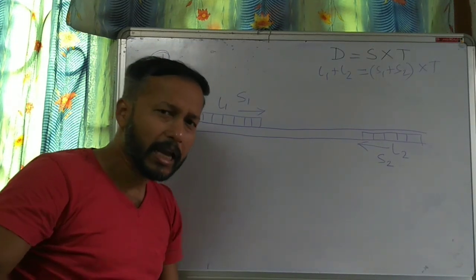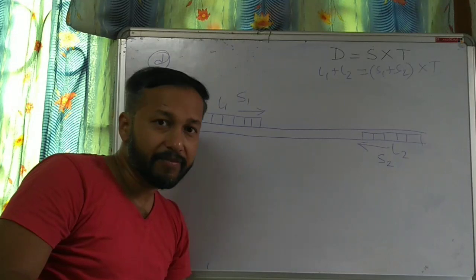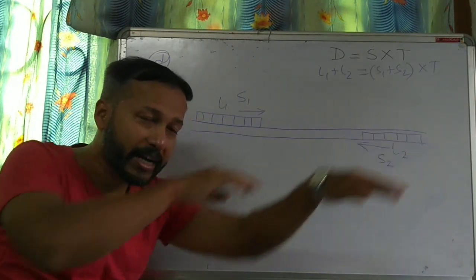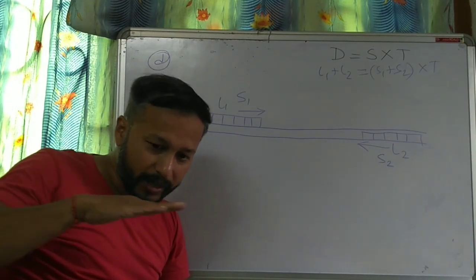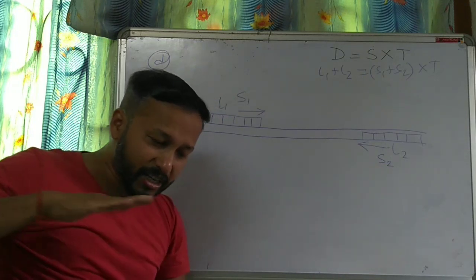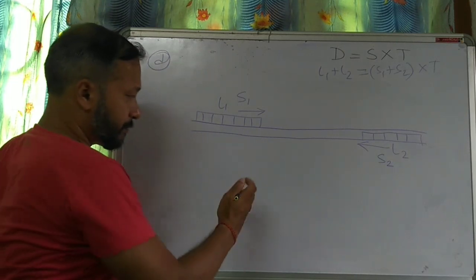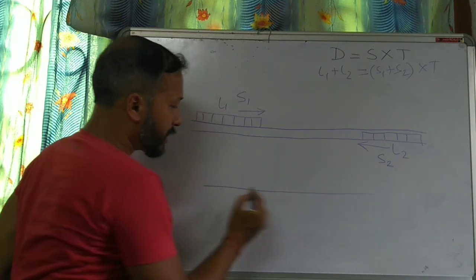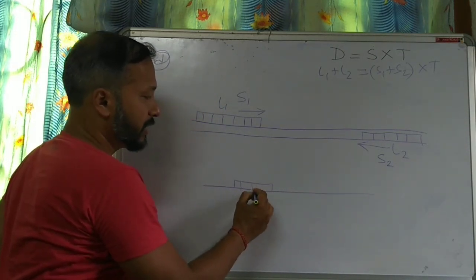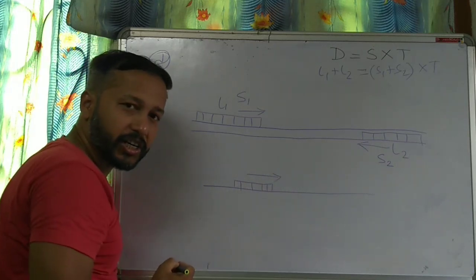Fine? Next case we'll discuss if these trains are going in the same direction. Like first train is going this direction, the second train is also going this direction. Got it? Let me draw it. This is the railway track. One train is going, this is the train, it's going this direction.